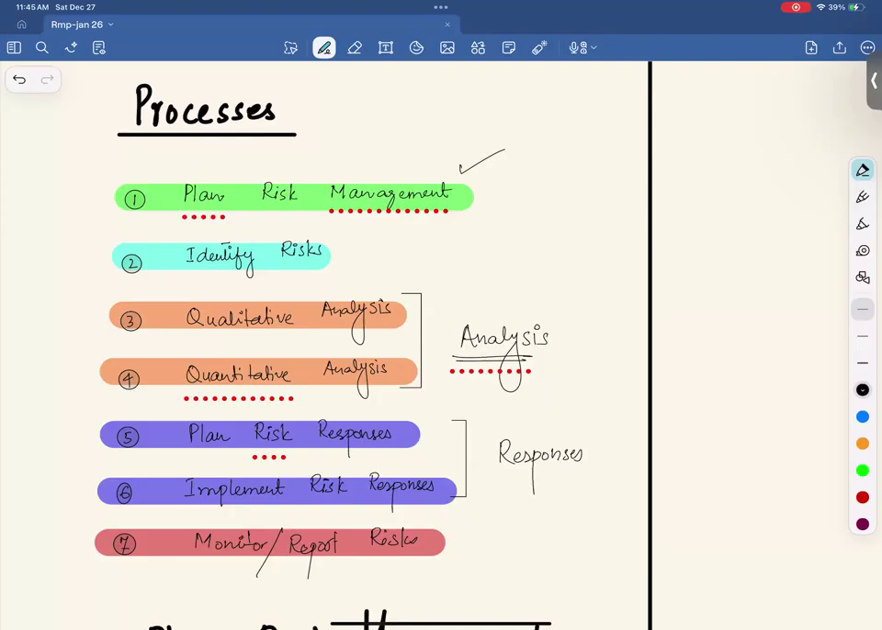Right, absolutely. Let me give you an example here. Perfect. Thank you. Can we say it is the plan risk management as a preparation of the risk framework? That's right. Absolutely right.